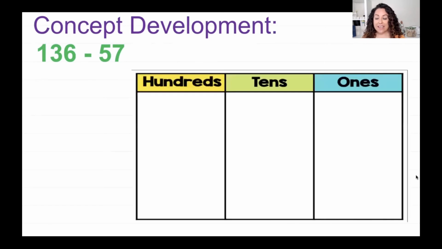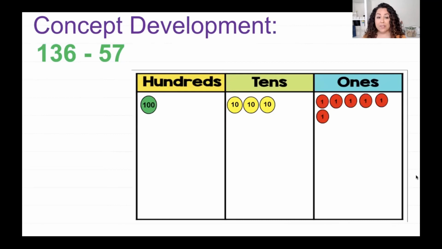Okay, let's try one more problem. So the next problem is 136 take away 57. So what is the first thing that I have to do? I need to get my place value mat, and we need to make our whole number. So that is 100, 3 tens, and 6 ones. Now remember, I want you doing this with me. So if you need time to do this, pause the video now and do this with your place value chips.